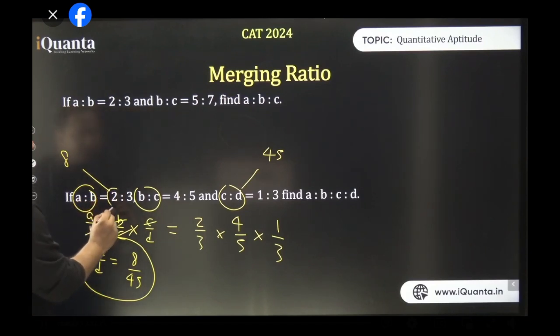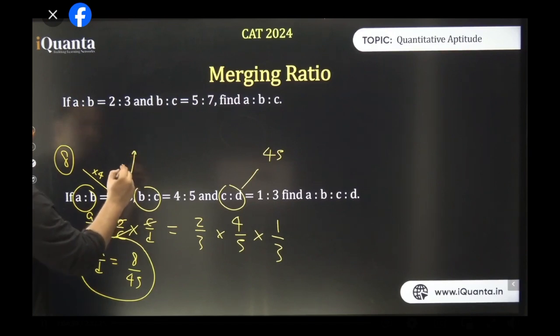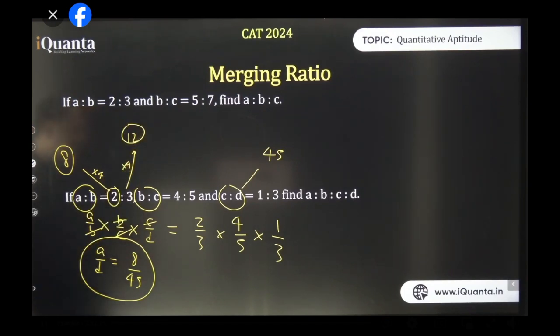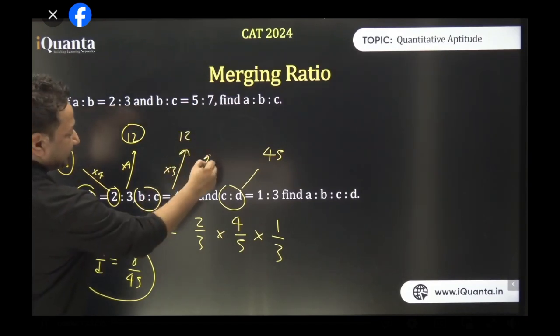What is A in terms of ratio? It is 2. In reality, it is 8. That means a multiplication of 4 has happened. So if you multiply this by 4, this becomes 12. So A becomes 8, B becomes 12. How? 4 into 3. Multiply this by 3, you'll get 15.